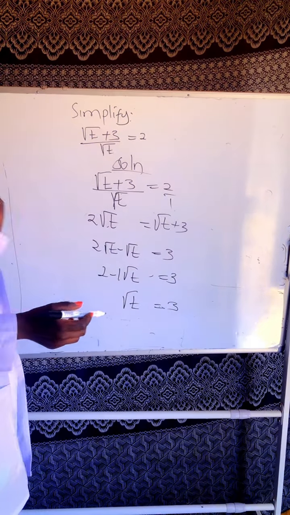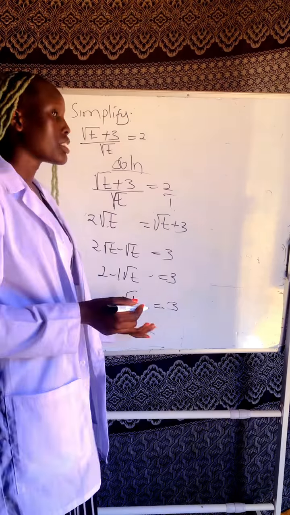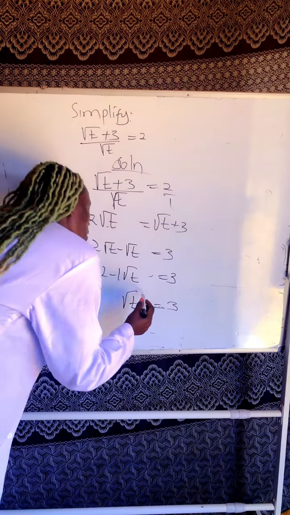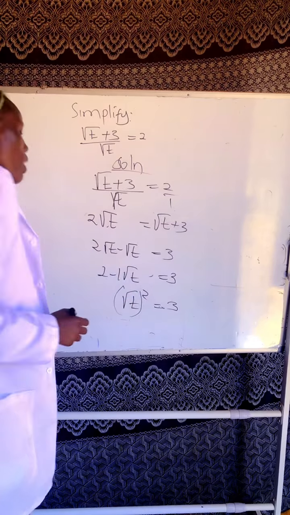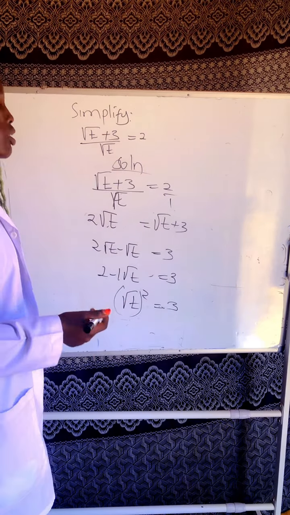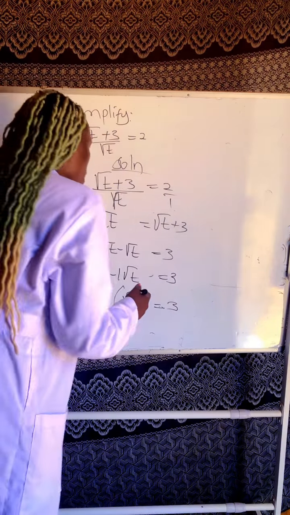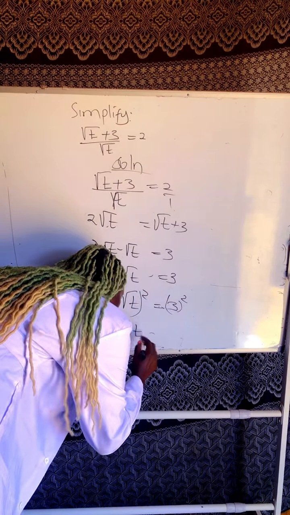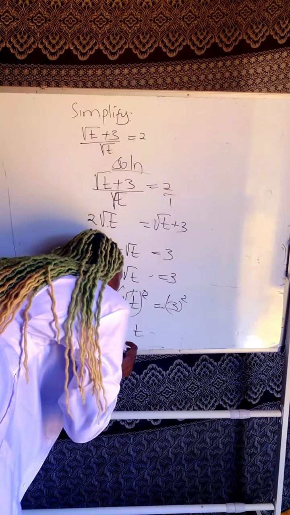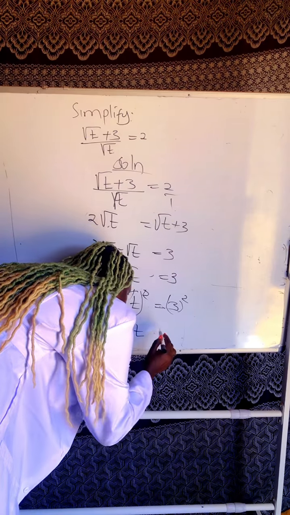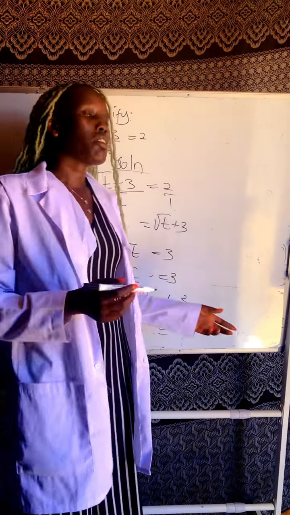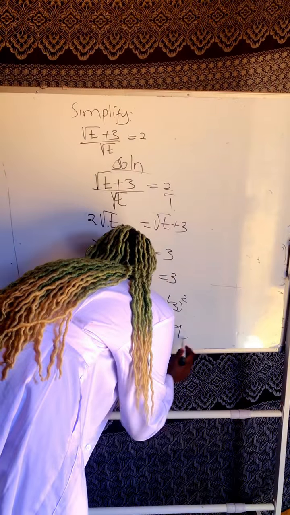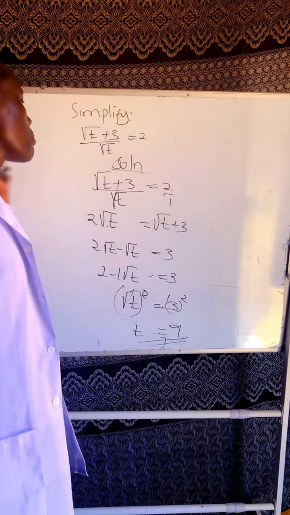So then what do we need to do? We need to remove this root. We introduce a square such that the root goes away. So when we introduce the square, we'll have root of t squared, then 3 squared. Then the root and square will cancel, so we'll be left with t is equal to 3 squared, which is the same as 3 times 3, and it will be 9. So our t here is 9, as simple as this.